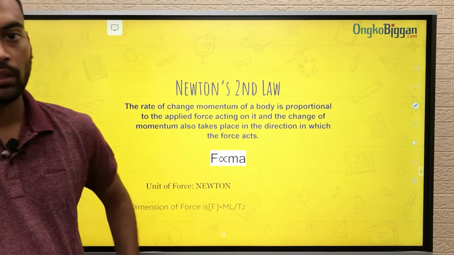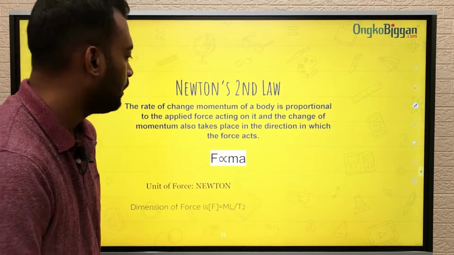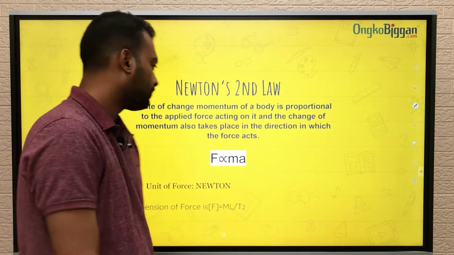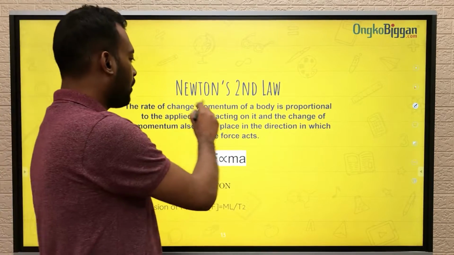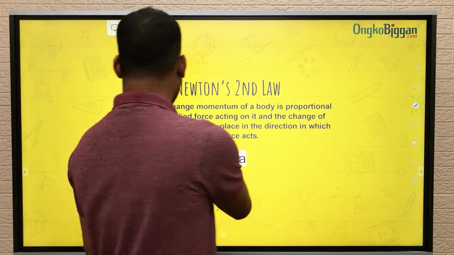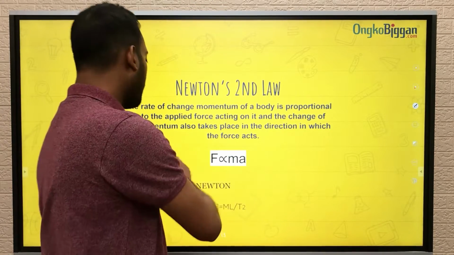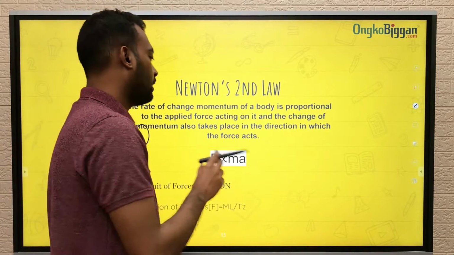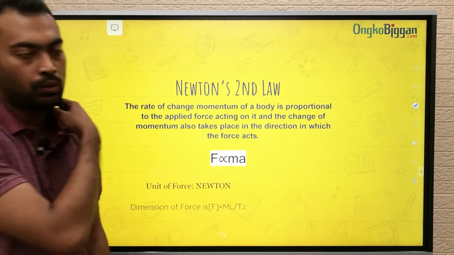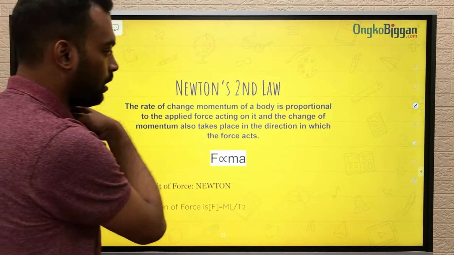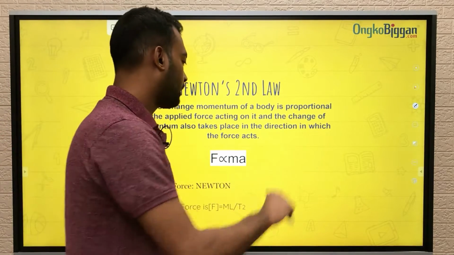Now we have previously learned about Newton's first law, which was the law of inertia, right? Now we are going to see Newton's second law. So Newton's second law states that the change of momentum of a body is proportional to the applied force acting on it, and the change of momentum also takes place in the direction in which the force acts. So this law talks about two things: the force and the direction.